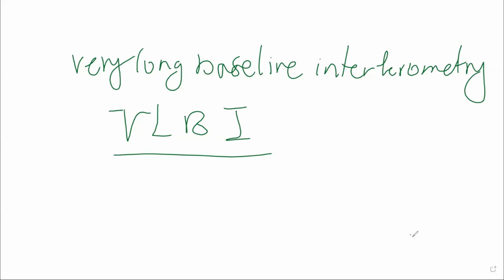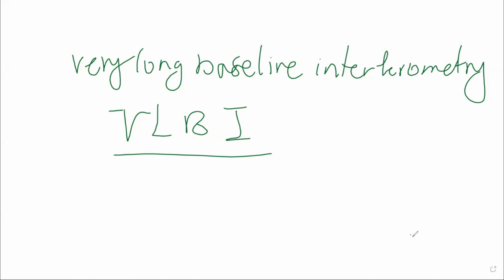Today I'm going to talk about very long baseline interferometry, or VLBI. VLBI is a method very much used in astronomy and also in geodesy for geodetic applications, which is determining the baselines between points which are very far from each other.